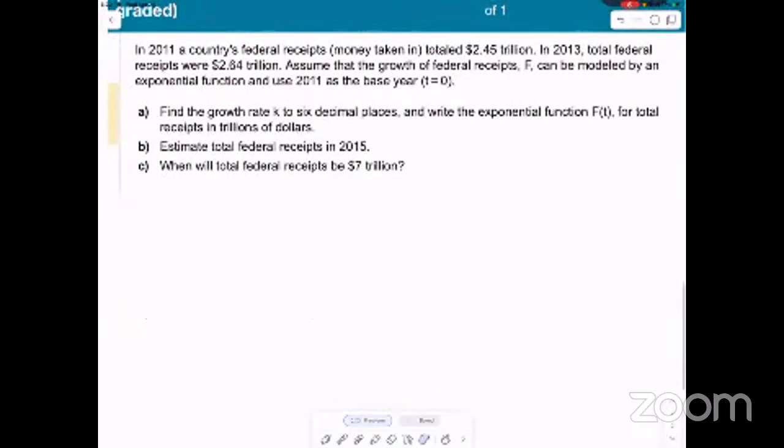Okay, so let me see. Exponential growth. I'm going to use something like PERT. So it's something like the future amount is going to be the starting amount times e to the kt. Assume the growth can be modeled by, and I think it's... let me see. It went from 2.45 to 2.64. So it looks like growth. I think exponential growth should be fine.